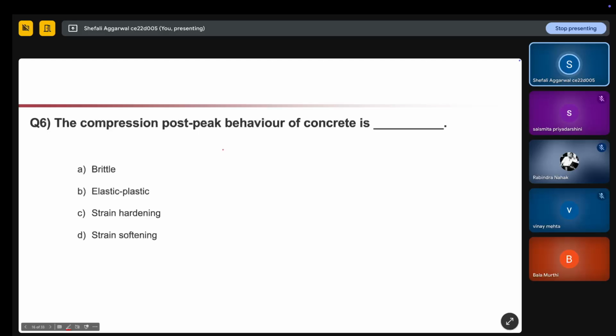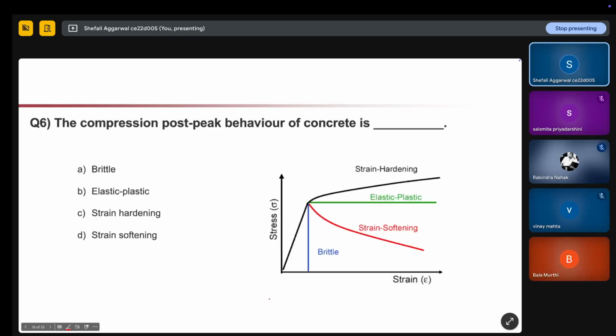Next question is, the compression post peak behavior of concrete is brittle, elastic plastic, strain hardening, or strain softening. So if this is the condition for concrete, which curve is being followed? B. Elastic plastic, brittle. Brittle.